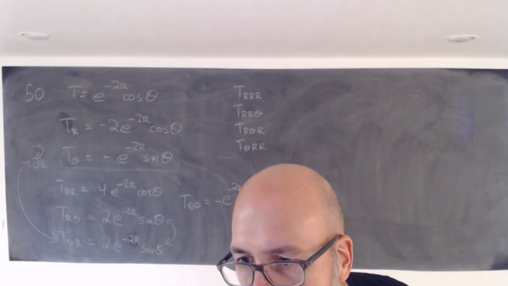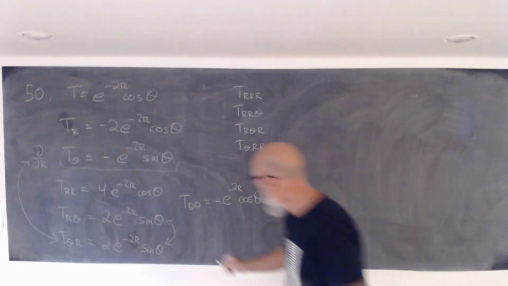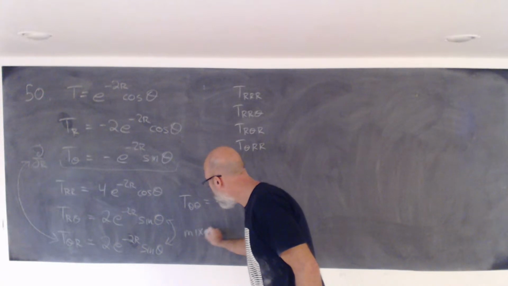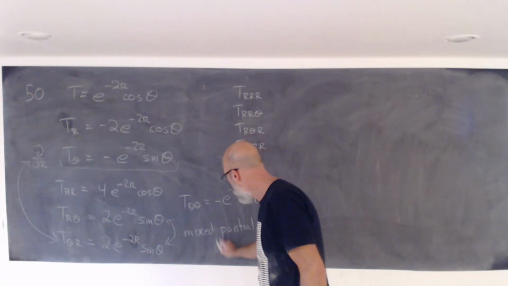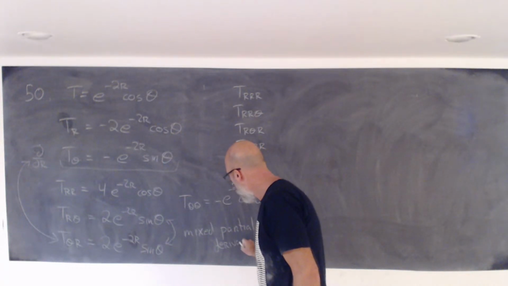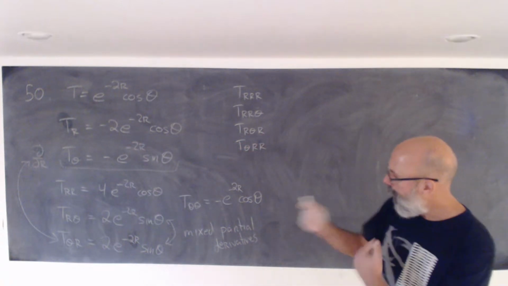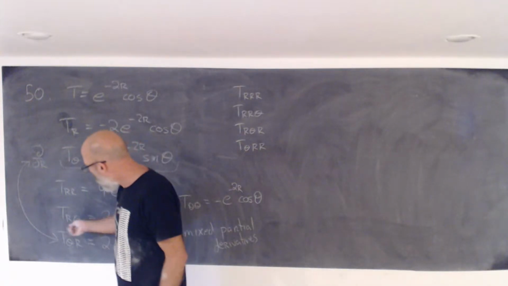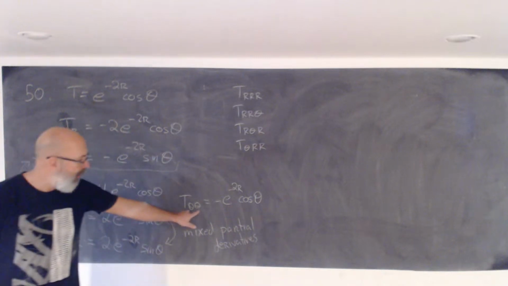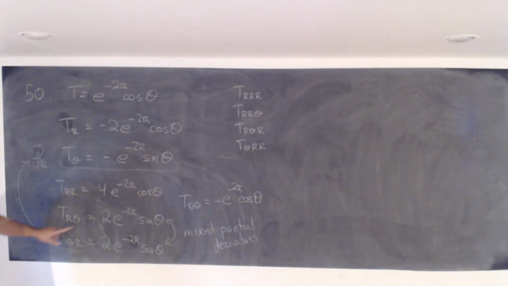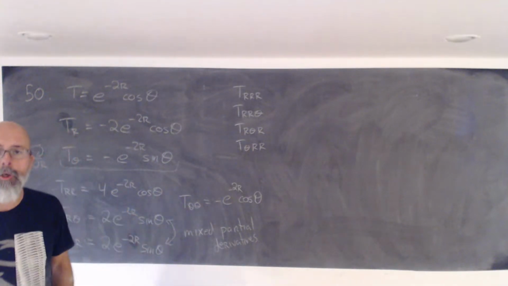These derivatives have a name. They are known as mixed partial derivatives, because the subscripts are mixed. Here it's r and r, it's the same. Here it's theta and theta, it's the same. But here they're different. They're mixed, known as mixed partial derivatives.